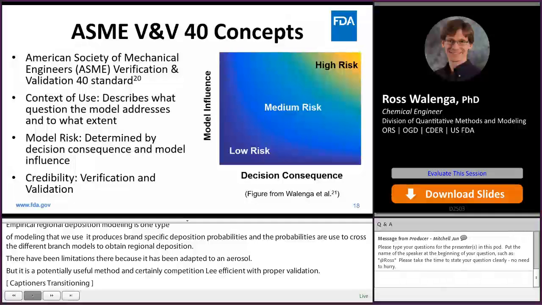So how this works is you take something called the context of use, which describes what question your model is answering, and how much the model is being used to answer that question. From there, you determine your model risk, and that's dependent upon the consequence of a bad decision and how much you're using your model. So if you're using your model a lot to make a decision with a heavy consequence, that could be a high-risk model. And if you have a high-risk model, then you may need a lot of credibility activities, such as verification and validation, to show your model is believable.